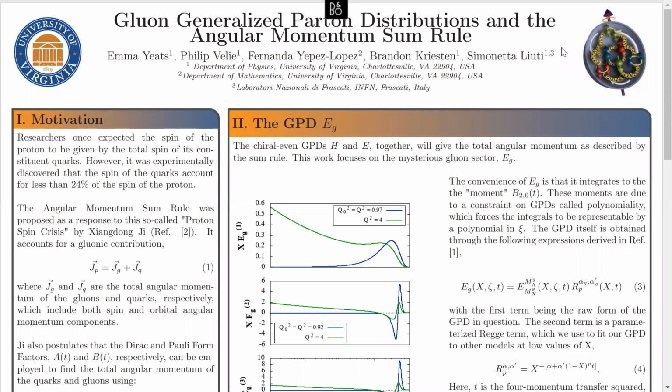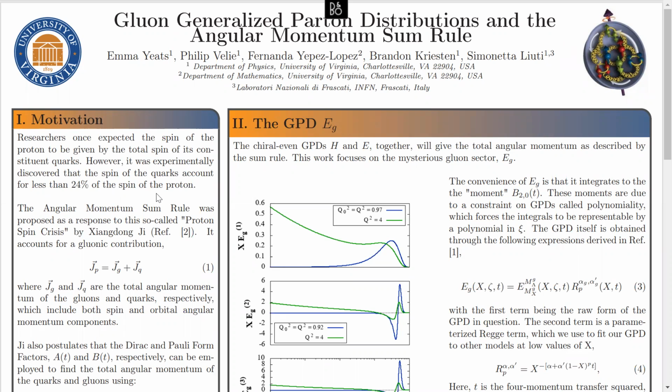The angular momentum sum rule was proposed as a response to the proton spin crisis, which is the realization that the spin of the quarks doesn't fully account for the spin of the proton. In fact, it accounts for less than 24% of the spin of the proton.